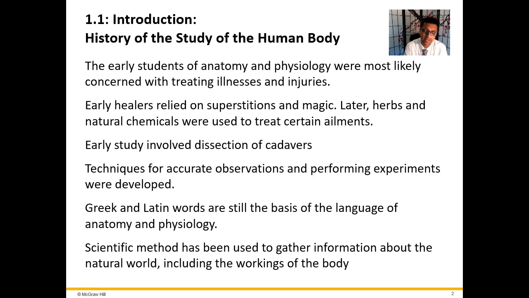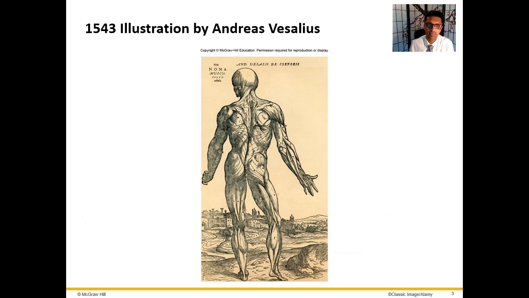That's why some of these words may seem foreign to you, and with good reason, because some of it is from Greek and Latin words. So if you studied Latin in high school, which a lot of us didn't, we mostly studied Spanish, then a lot of these words might be easy for you. And the scientific method has been used to gather information about the natural world, including the workings of the body. So here's an illustration by Andreas Vesalius.